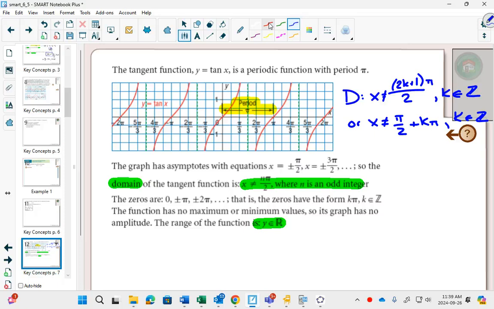And part of the way that you can find out, if we think about our big idea, remember that our big idea for tan theta is that it's sine theta over cos theta. Does it make sense that when cos theta is 0, you'd be dividing by 0, and that's not allowed? So it makes sense that the domain where x can't be is exactly the same as where cos theta is 0. Because that's going to be bad.